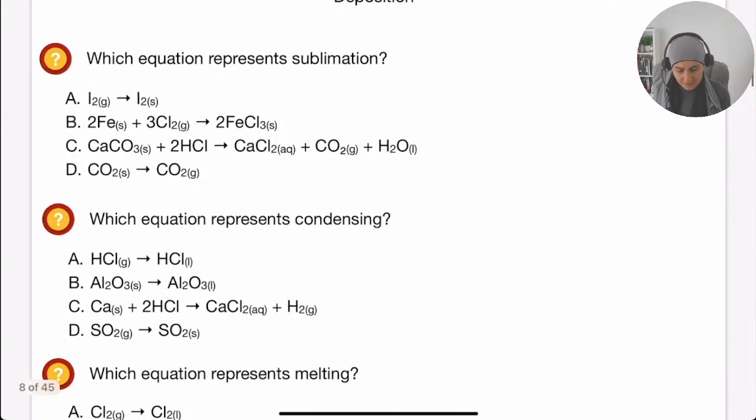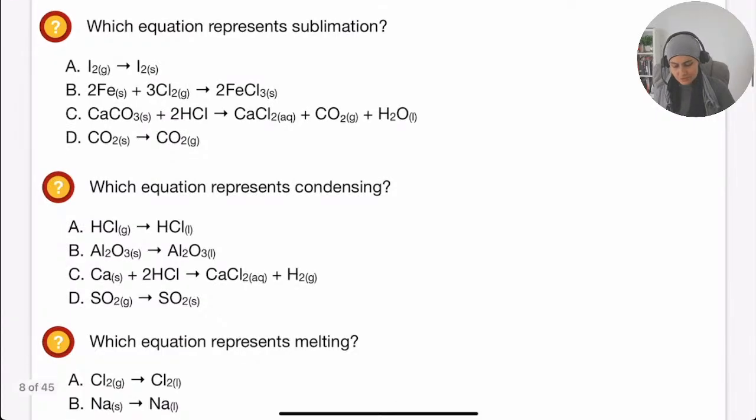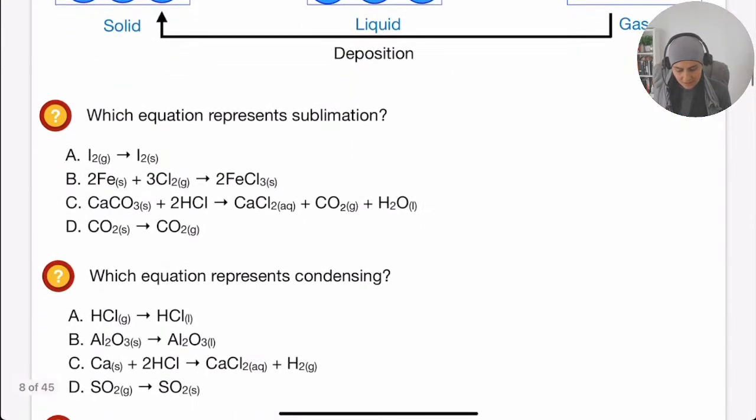Let's see. These are exam style questions from paper 1. Which equation represents sublimation? Sublimation, solid to gas. This is gas to solid, that's deposition, so not A. B is not a phase change, it's a chemical reaction. C is a chemical reaction. D works. Solid to gas, sublimation. You see the phase changes are different.